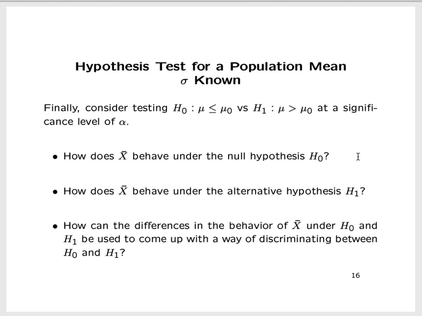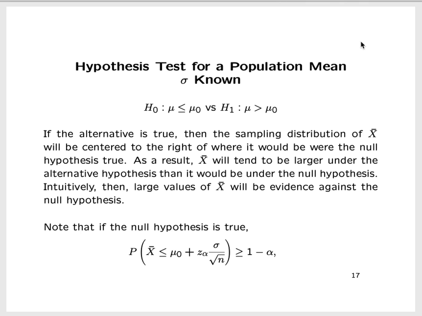If the alternative hypothesis is true, then the sampling distribution of x bar will be centered to the right of where it would be were the null hypothesis true. As a result, x bar will tend to be larger under the alternative hypothesis than it would be under the null hypothesis. Intuitively then, large values of x bar will provide evidence against the null hypothesis. The question is, how large does x bar have to be in order for us to decide to reject the null hypothesis, keeping in mind that we are performing this test at a significance level of alpha?